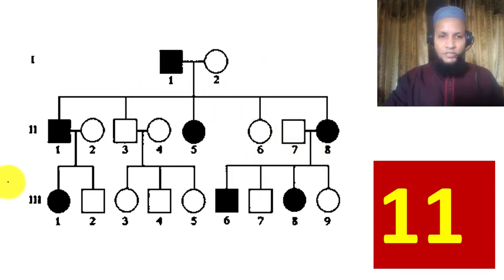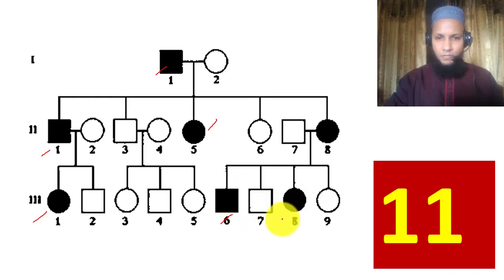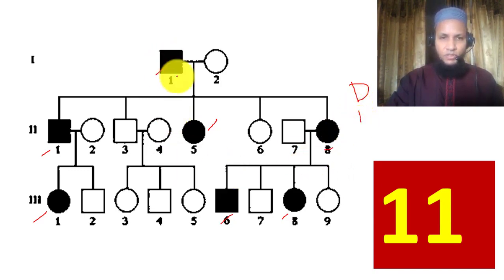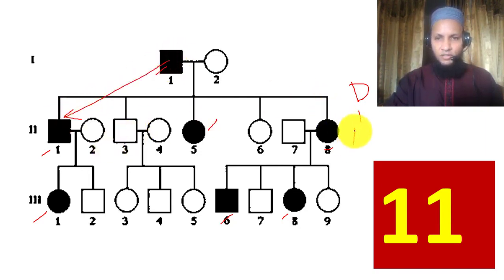Here we can see, is there any skipping? No, there is no skipping of generation, so it is dominant. And whether it is autosomal or X-linked: is there any male to male transmission? Yes, there is male to male transmission. We can tell it is autosomal dominant disease.